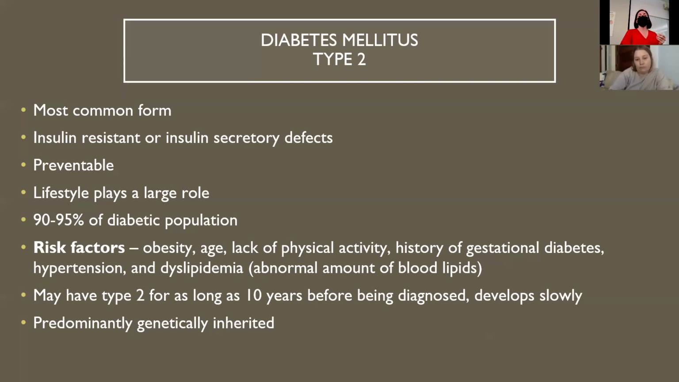Okay, predominantly genetically inherited, and it has no association with autoimmune beta cell destruction. So very different from type 1.